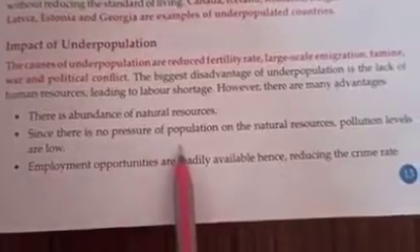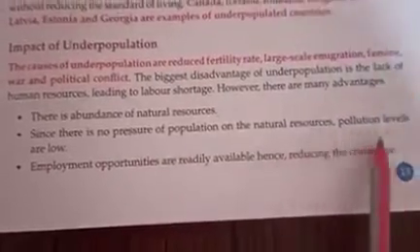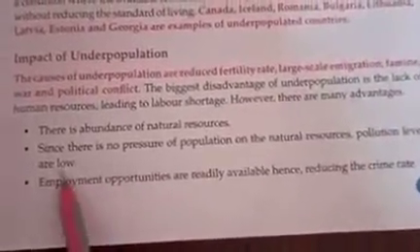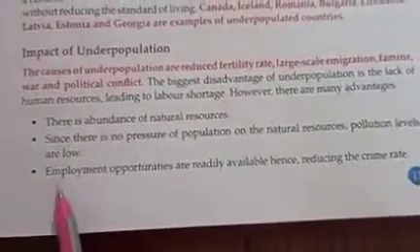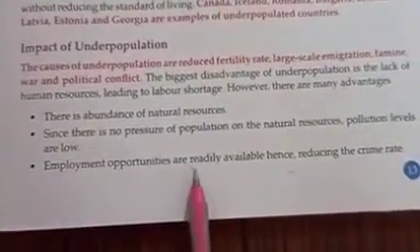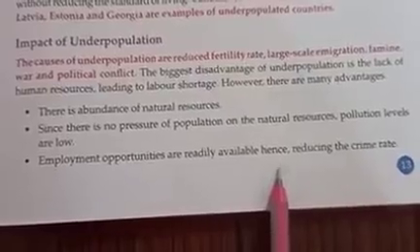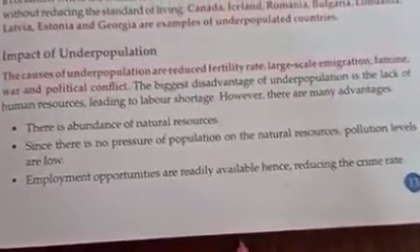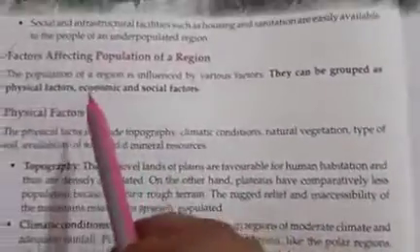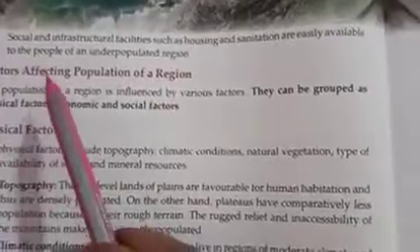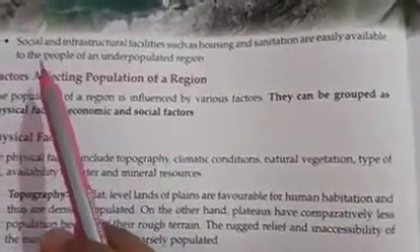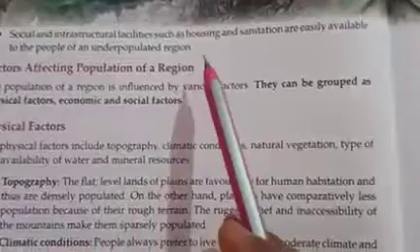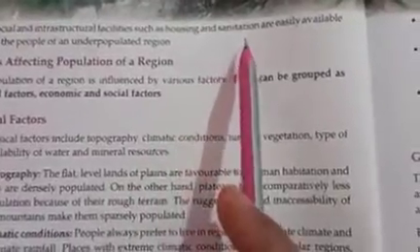There is an abundance of natural resources. Since there is no pressure of population on the natural resources, the pollution level is always less. Employment opportunities are readily available, hence reducing the crime rate. As I told earlier, it is just the vice versa of overpopulation. And the last point is that social and infrastructural facilities such as housing and sanitation are easily available to the people of an underpopulated region.